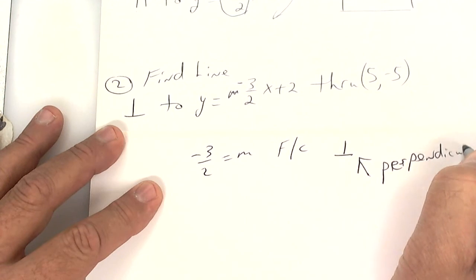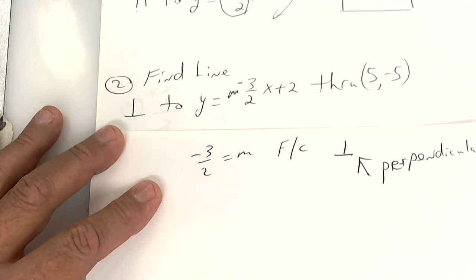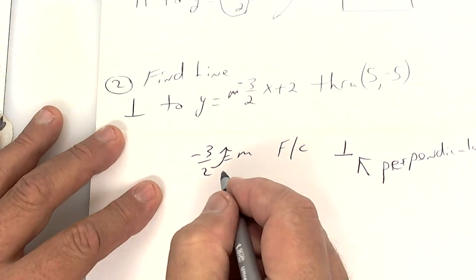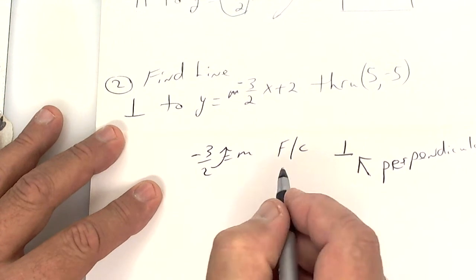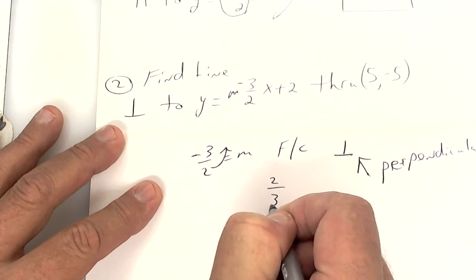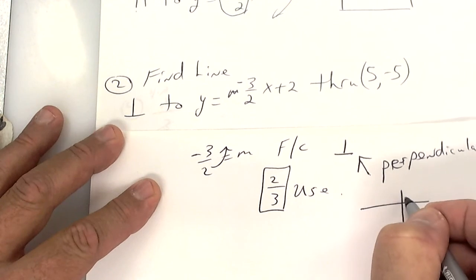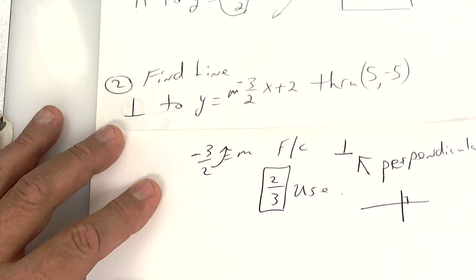Perpendicular. Okay? So we got to flip it. And when you flip it and change it, it becomes a positive. See, it's a negative, so it's going to change to a positive 2 over 3. That's what we want to use. That's going to get us perpendicular. Okay, perpendicular means 90 degrees.